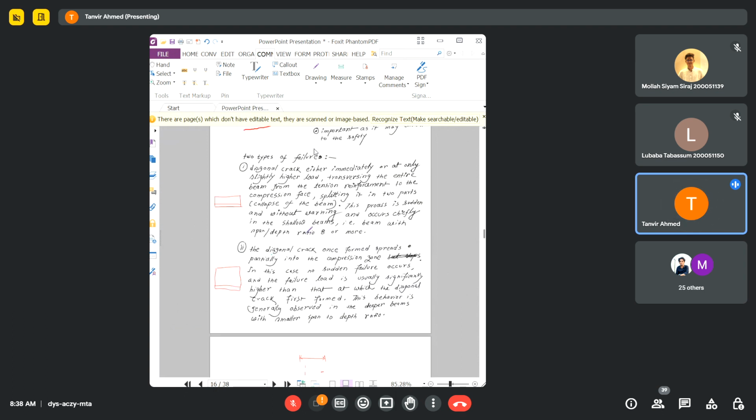Okay, and as I discussed before, the failure types in beams can be of two types. The failure for diagonal shear crack will be of two types. If the beam is a shallow beam, that means your depth is small, in that case, the propagation of the shear crack will become very rapid and it will move to the top, and the beam will fail very rapidly.